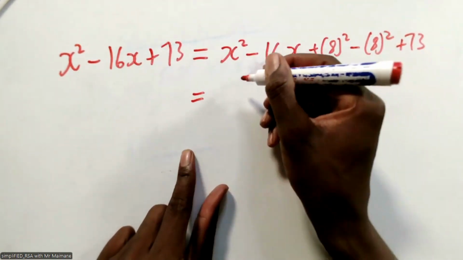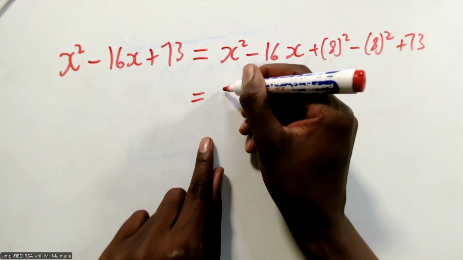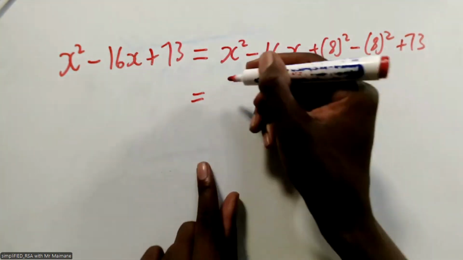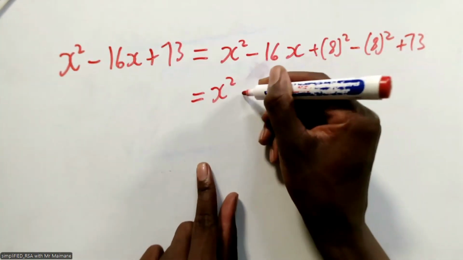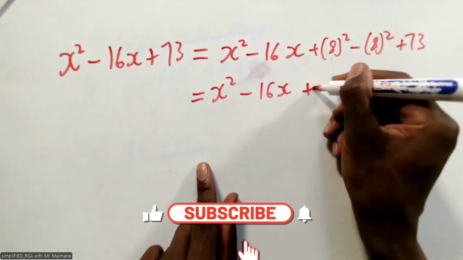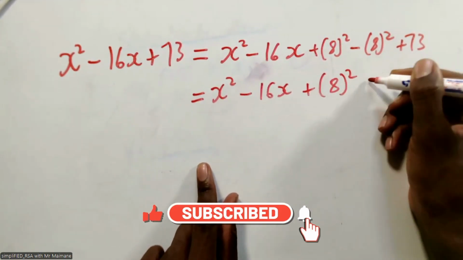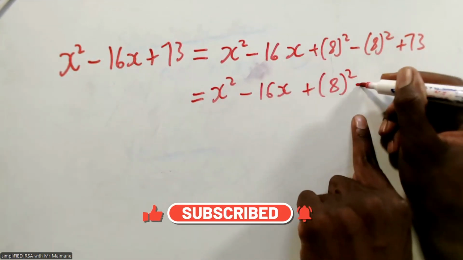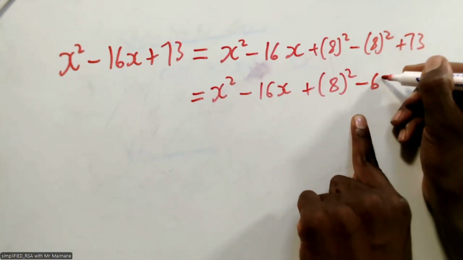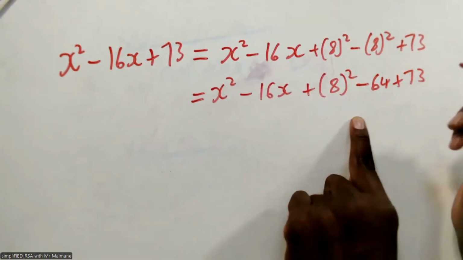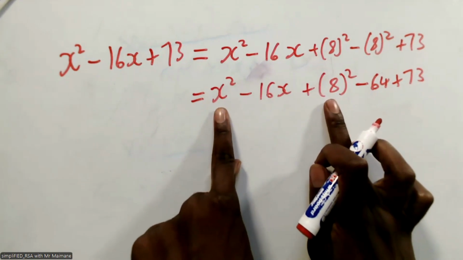And the next step is to simplify this part first before I show you the punchline of completing a square. So I'll write this as it is, minus 16x plus 8 squared. But this one I can simplify: it's going to be minus 8 squared. I'm aware that 8 squared is 64, plus 73. So I want to complete the square because I'm factorizing this part.